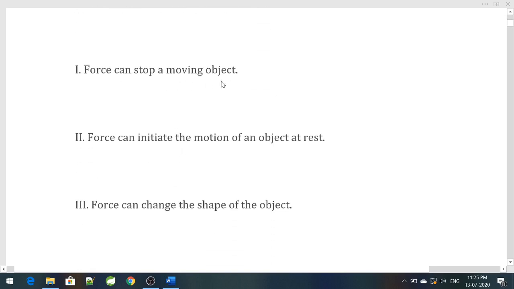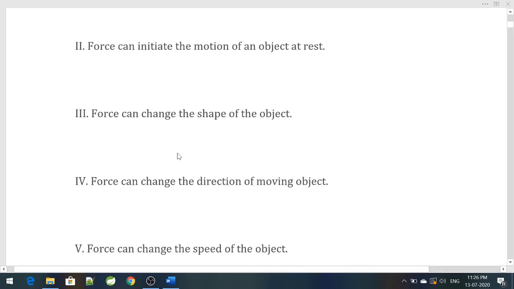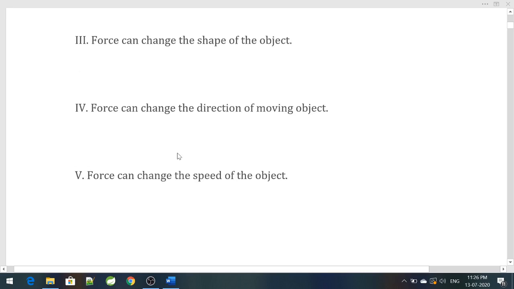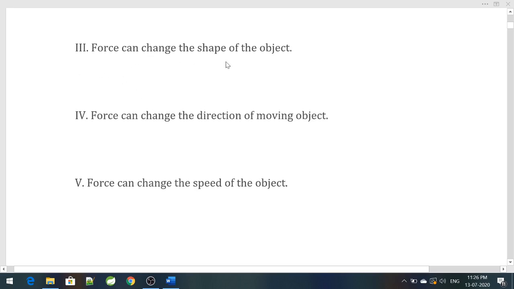Force can stop a moving object, like kicking a football, and with our force we can stop the ball. Force can initiate the movement of an object. If it is in a static position, by applying a force with our leg we can hit the object at rest and make it move from rest. Force can also change the shape of the object.